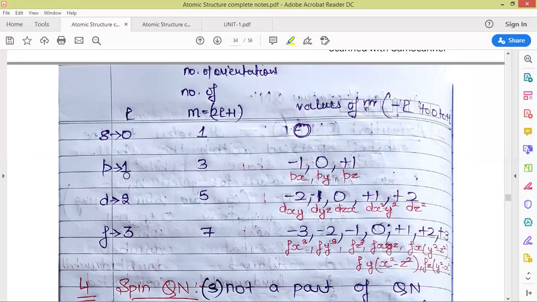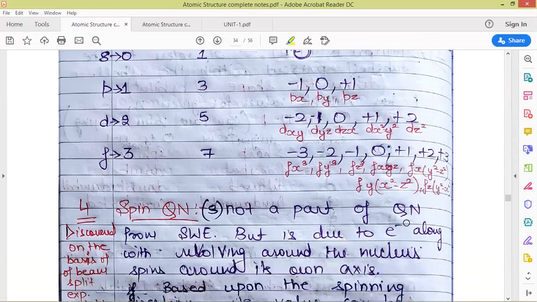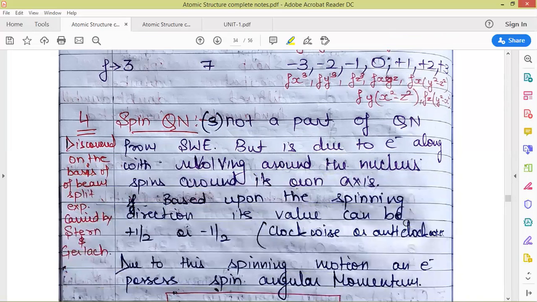And for P subshell, value of L is 1. So M can have 3 possible values. That means minus 1, 0 and plus 1, which we just discussed. And this means that P orbital or P subshell has 3 orientations in space represented by Px, Py and Pz. Further, D has 5 orientations in space which are represented by these, and F has 7 orientations in space represented by these 7 names.